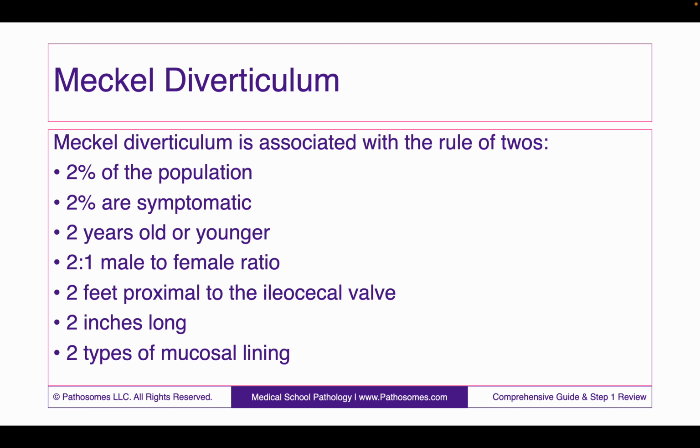Now you remember the rule of 2s, right? And you know that the Meckel diverticulum is associated with this, right? 2% of the population, 2% are symptomatic, 2 years old or younger, 2-to-1 male to female ratio, 2 feet proximal to that ileocecal valve, 2 inches long, and there's 2 types of mucosal lining, right? Rule of 2s for Meckel diverticulum.